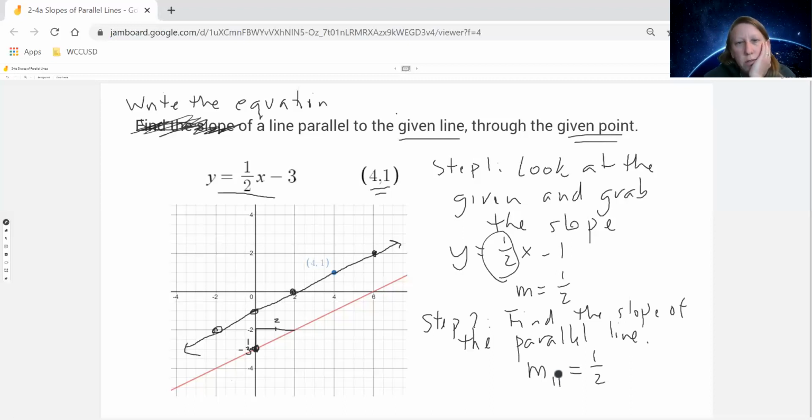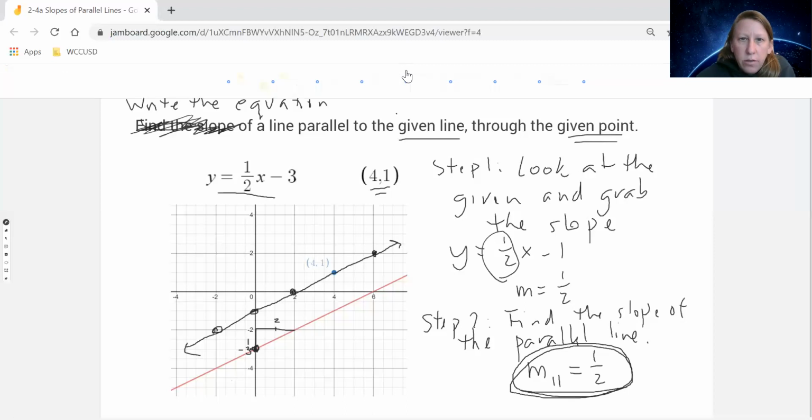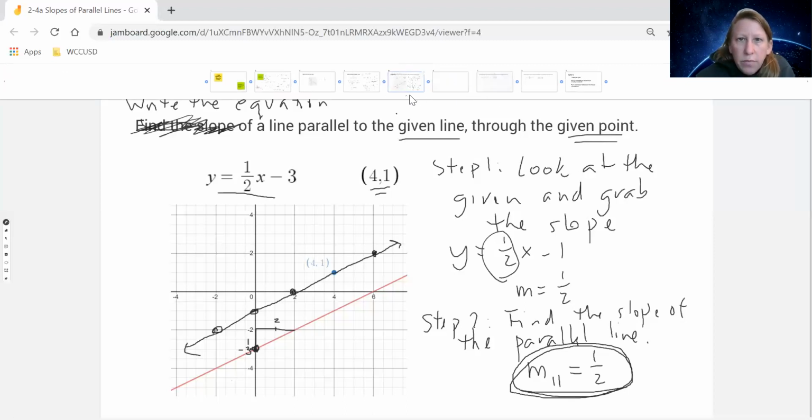Remember these two little L's stand for parallel? Okay, now I'm out of room. What should I do? Okay, we'll just keep going. So step 1, look at the given line and grab the slope. Step 2, this is the slope of the line that I want. Now, algebraically, you have some options. There are 2 strategies to do this. So I'm going to do this on a new slide.